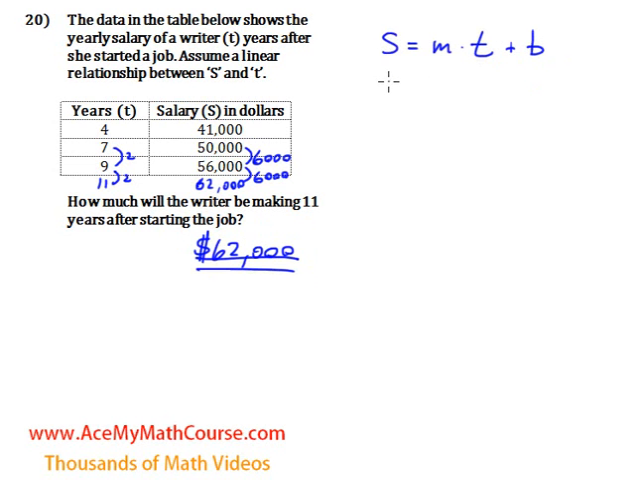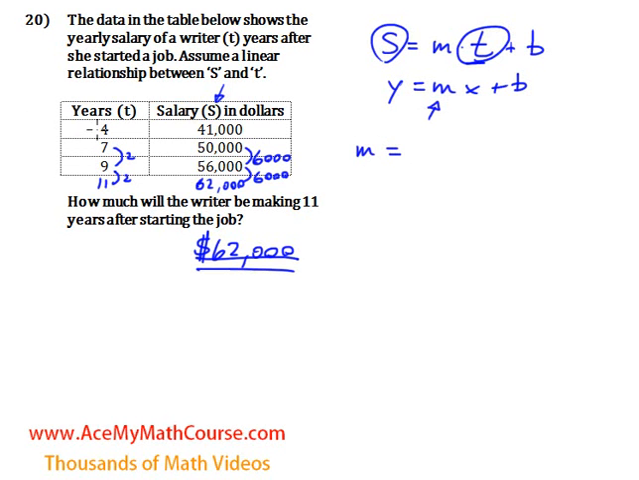Remember, y equals mx plus b. In this case, we have s equals mt plus b, because essentially the salary will be our y. So s is the new y, and t is the new x. T in number is the number of years, essentially, after this person started her job. Okay, so now let's use the slope formula to figure out what m is.